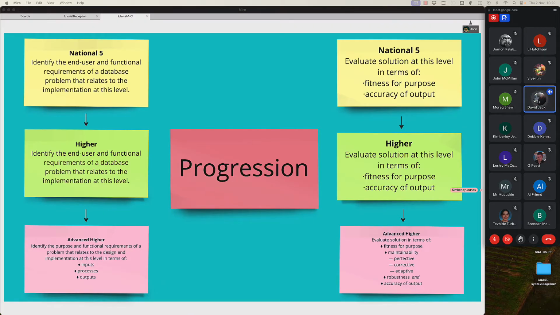So both, again, the National 5 and higher have the same two requirements. The database solutions are evaluated in terms of fitness for purpose and accuracy. Yeah, and then actually we can see down at advanced higher level, there's even more requirements being added in there. Yep, that's right. Advanced higher candidates should also evaluate the maintainability and robustness of any database solution.